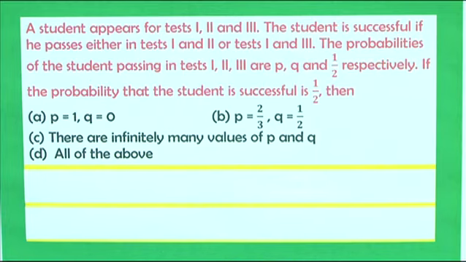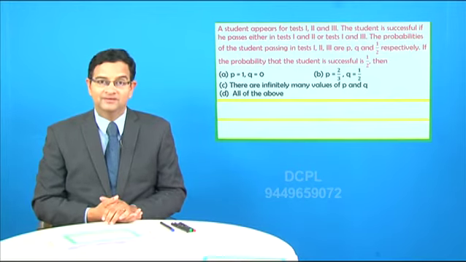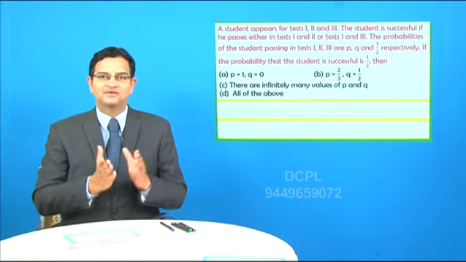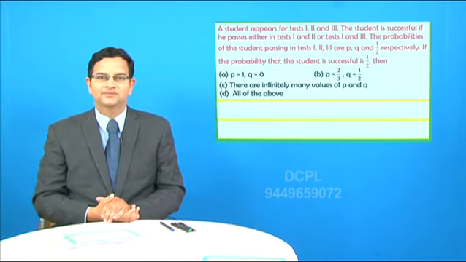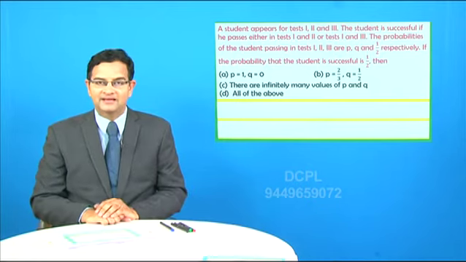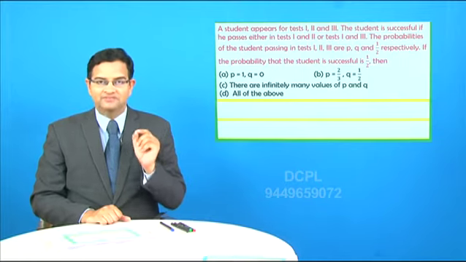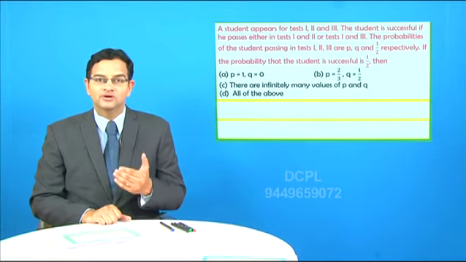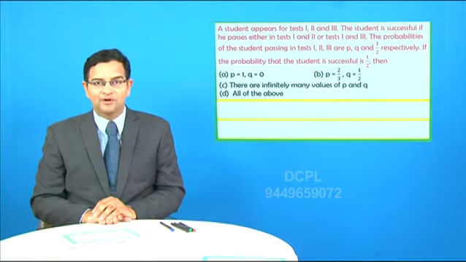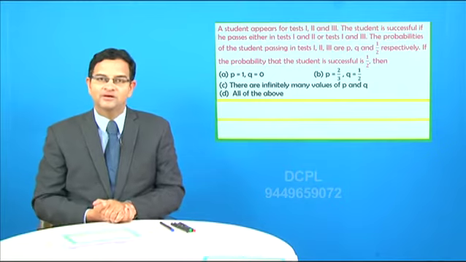Now here, dear students, there are two cases in which he is going to be declared as successful. That is, if he clears the test 1 and 2 or if he clears the test 1 and 3. So in these two cases, he is going to be declared as successful. Now as you can understand, clearing the first test, the probability is given to be P. Clearing the second test, the probability is given to be Q. Clearing the third test, the probability is given to be half. Now the probability that he is successful is given to be 1 by 2.